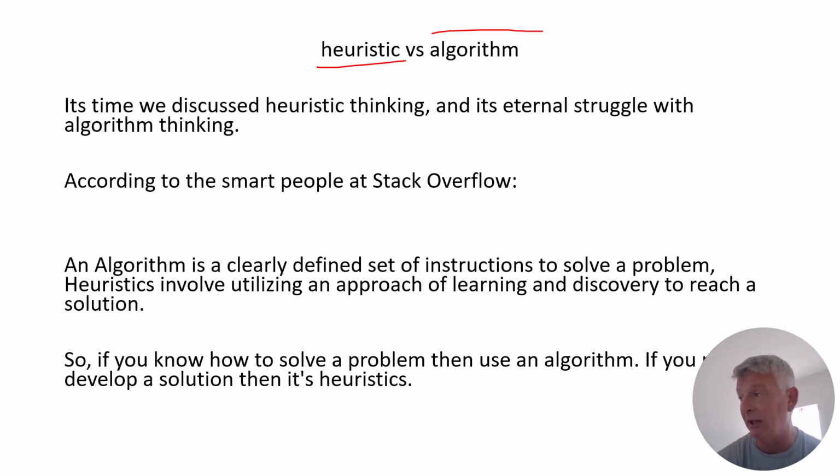Heuristic involves utilizing an approach of learning and discovery to reach a solution. So you get to take chances with a heuristic. Maybe it works in a specific situation, and you say, hey, this approach works for a specific situation, I'm going to use it for another situation in hopes that it works there too. So you're just taking algorithmic thinking and applying it, like, hey, maybe it works. We'll try it. So if you know how to solve a problem, use an algorithm. If you need to develop a solution, it's heuristic. Okay?